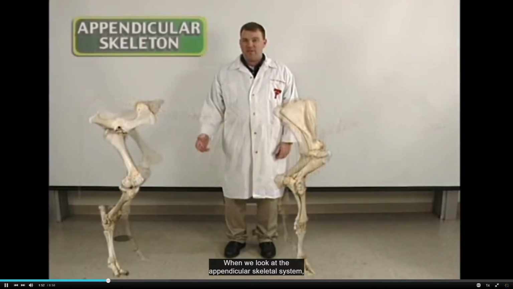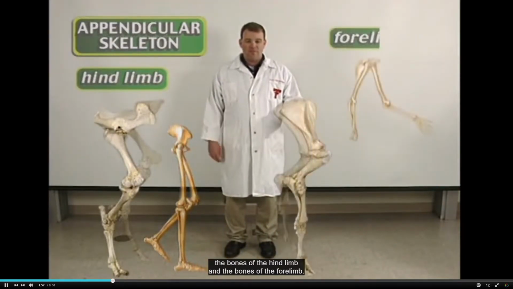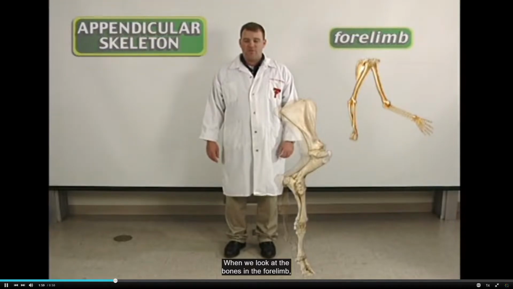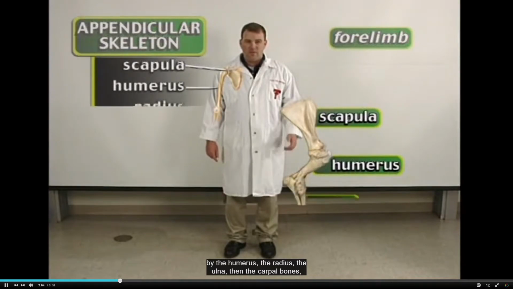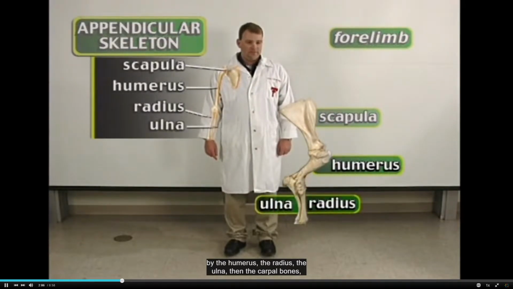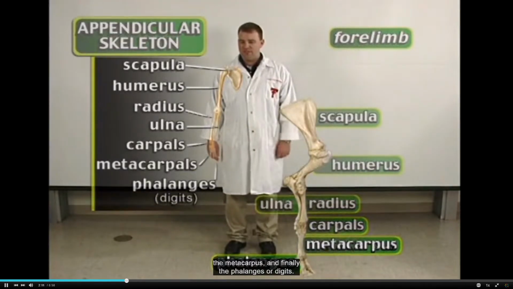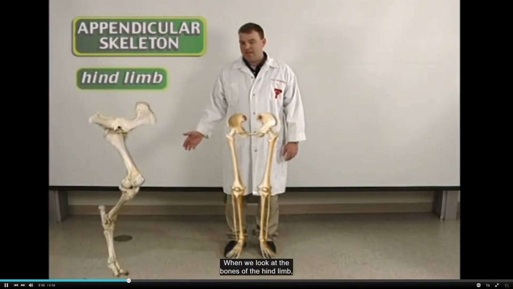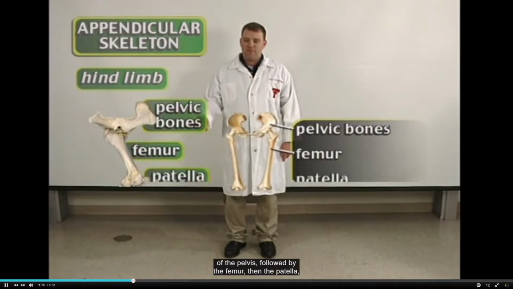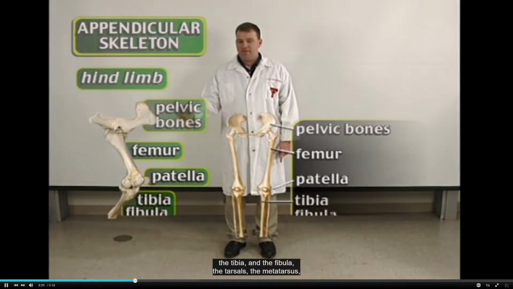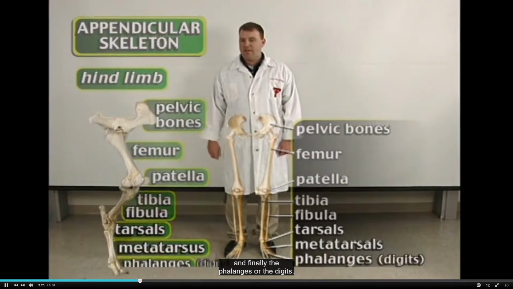When we look at the appendicular skeletal system, there are 2 major components to it: the bones of the hind limb and the bones of the forelimb. When we look at the bones in the forelimb, the first one we'll find is the scapula, immediately followed by the humerus, the radius, the ulna, then the carpal bones, the metacarpus, and finally the phalanges or digits. When we look at the bones of the hind limb, the first bones we'll find are those of the pelvis, followed by the femur, then the patella, the tibia and the fibula, the tarsals, the metatarsus, and finally the phalanges or the digits.